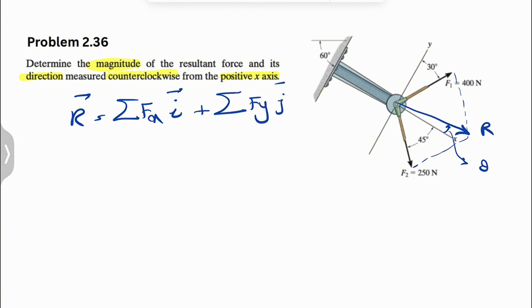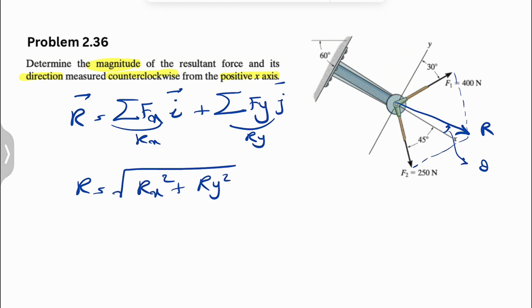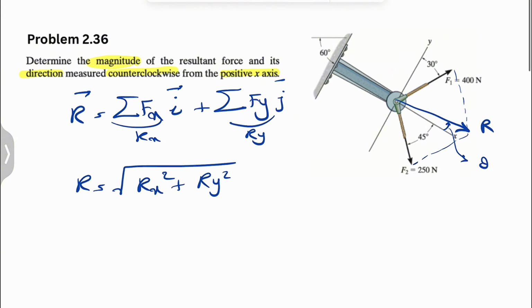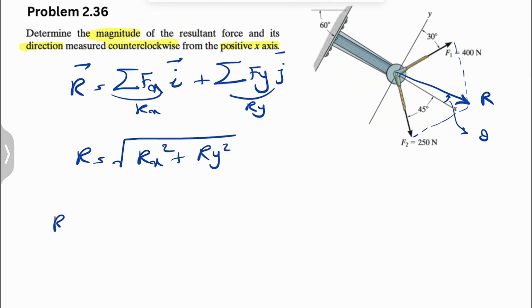And at the end of the day, for finding the magnitude, just call this one Rx and this one Ry. The magnitude of R would be the square root of Rx squared plus Ry squared, and we'll see what we get for the value of Rx and Ry. Finding that angle theta is pretty straightforward too. So let's just start with the Rx direction. Let's start with the F1.